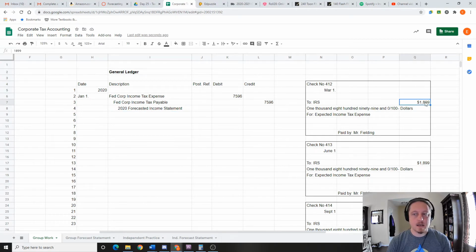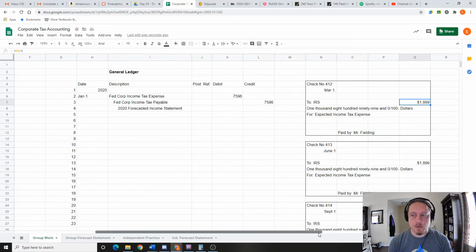So what I did is I took 7,596 and then I divided it by 4. We have 4 payments every 3 months, and so we took the total divided by 4, and that's how much we're going to make payments for. And of course, as the year goes, we might see the numbers change. We can always update our forecasted income statement, and we might change how much we pay. But we're going to keep things simple.